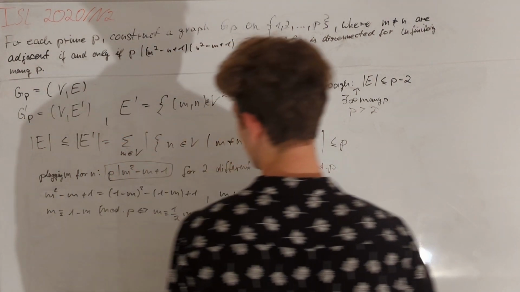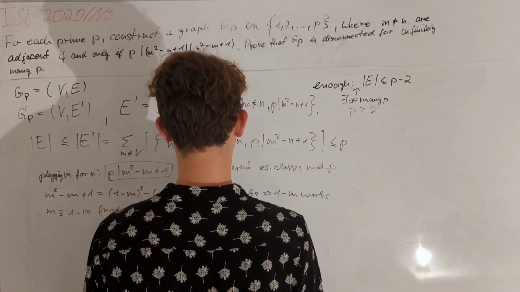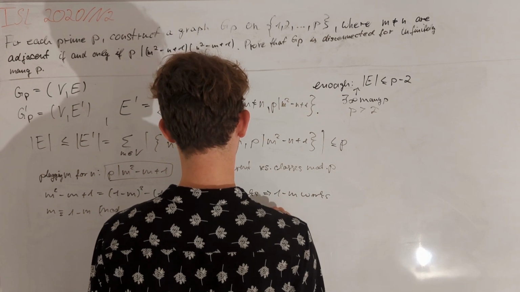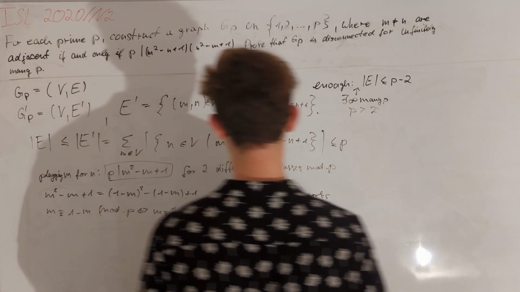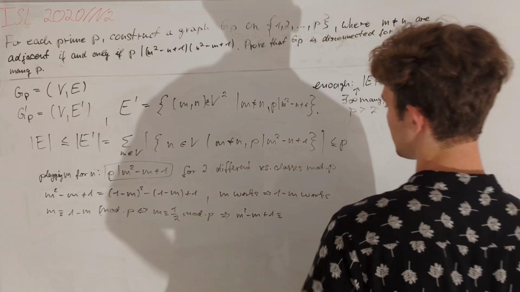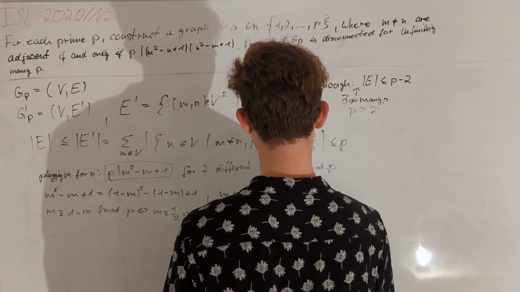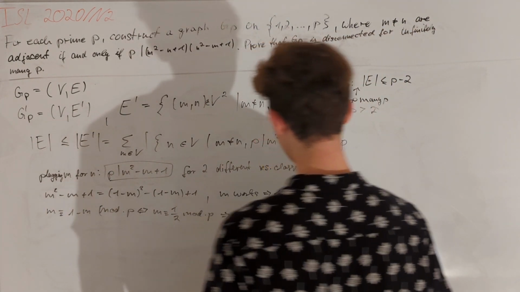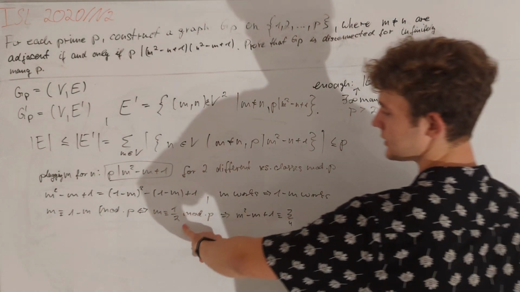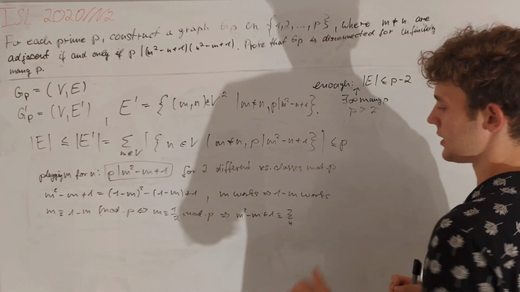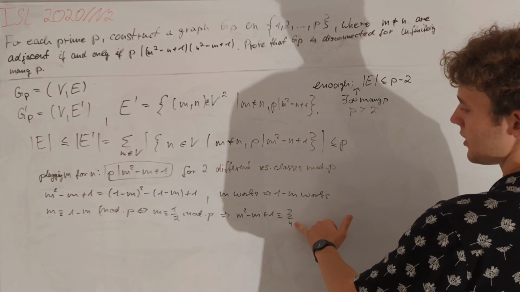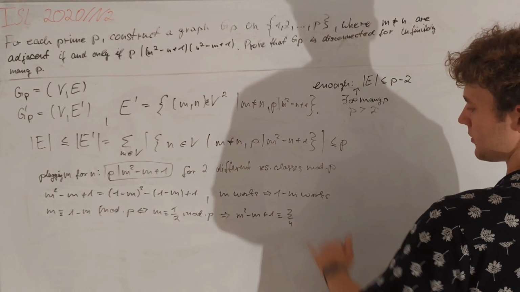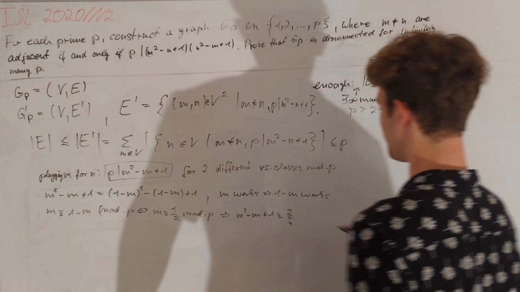But this implies that m squared minus m plus 1 is congruent to 1/4 minus 1/2 plus 1, so 3/4 mod p. And I want to note this all works because we are dealing with fractions with denominators that do not share factors with p.